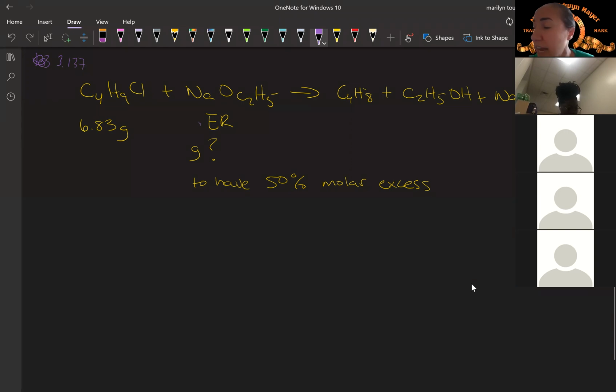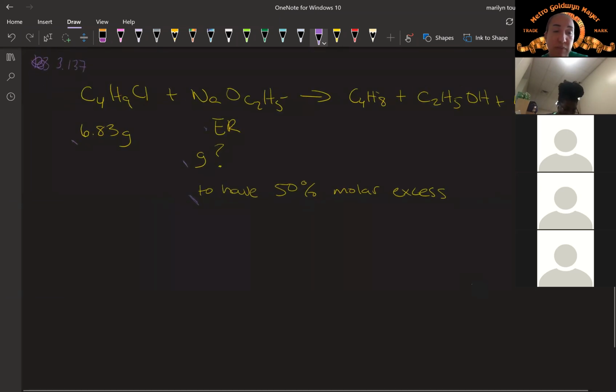If the reaction shown was carried out with 6.83 grams of C4H9Cl, how many grams of the other reactant, NaOC2H5, would be needed to have a 50% molar excess of that reactant? I wrote it down on the board there. Basically, if I start out with 6.83, how many grams would I need of the other reactant to have a 50% molar excess of that reactant? Think about that.